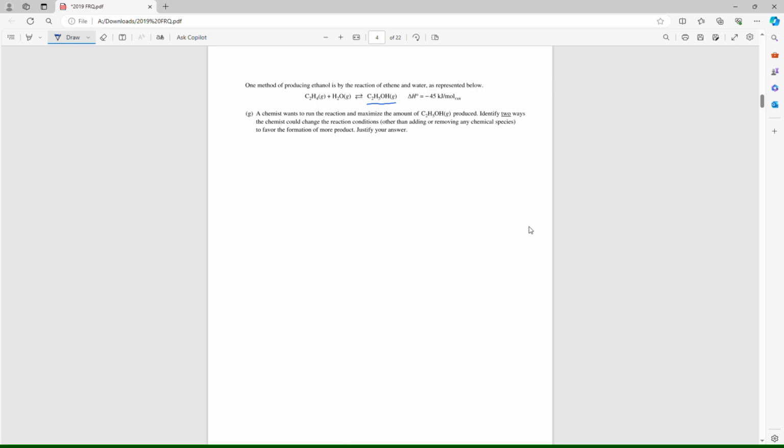So I see 2 ways that would work. You might notice this is 2 moles of gas over here, right? 1, 1, 2. And this is 1 mole of gas. So one condition that would favor the products, the C2H5OH, is a smaller volume. A smaller volume is going to favor less gas. So reduced volume.